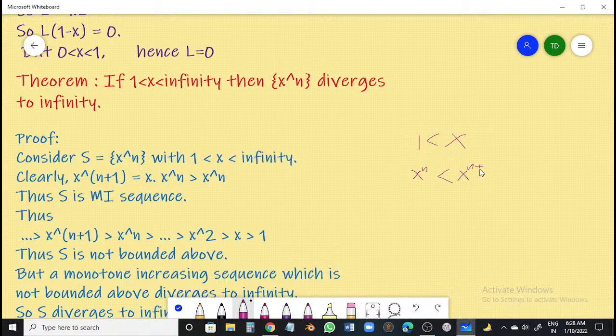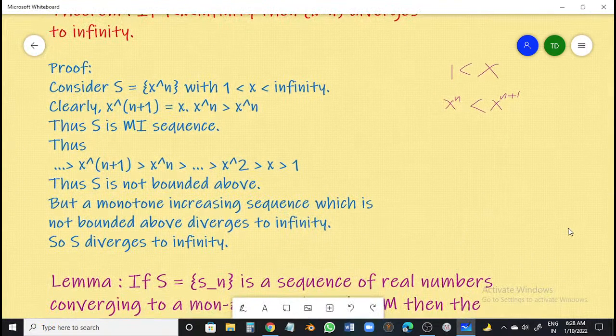What we mean by this? The coming term is greater than the previous term, meaning the sequence is going on increasing. We can watch here 1 less than x less than x square less than and so on, less than x raised to n, less than x raised to n plus 1. This is what is suggested from this particular statement. So certainly the sequence is a monotone increasing sequence. Now a monotone increasing sequence, is it bounded above? This kind of thing, you cannot find any m which will bind this. So S is not bounded above.